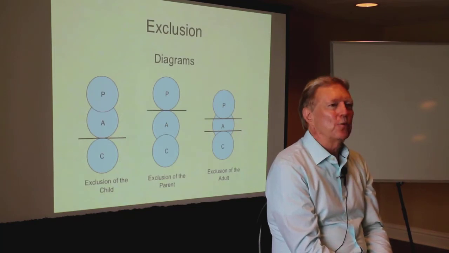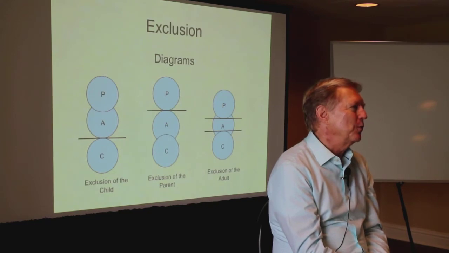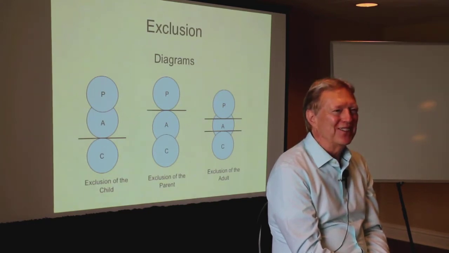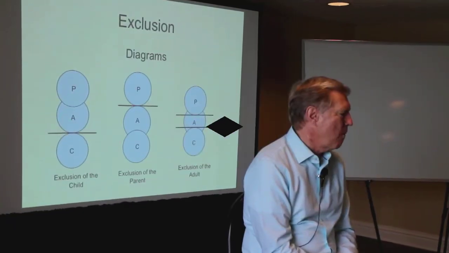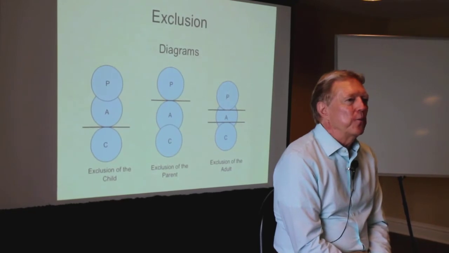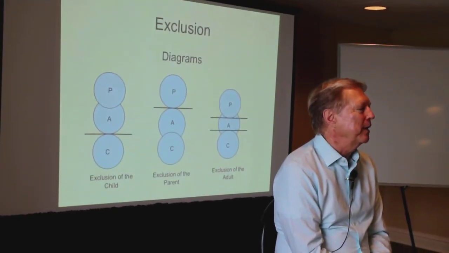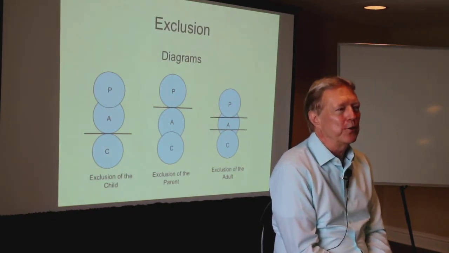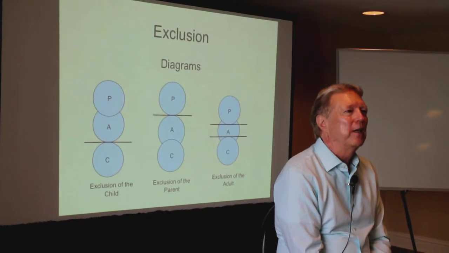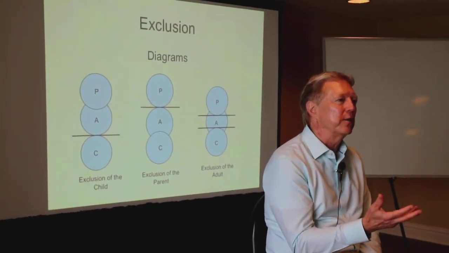But we can't exist without a child ego state, because that's the original part of us. And we don't do very well without an adult. And we often get into trouble without a parent. So our ability to make good decisions really depends on our willingness to listen to all the input from all our ego states and come up with a decision that really satisfies all three.